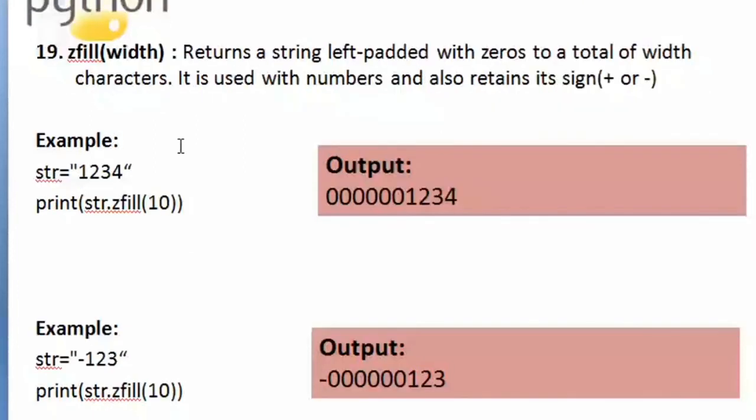Is the first example clear? Yes, ma'am. And how do you put it in the program? You say str.zfill and pass the width as an argument. Okay, so this is how you write it.